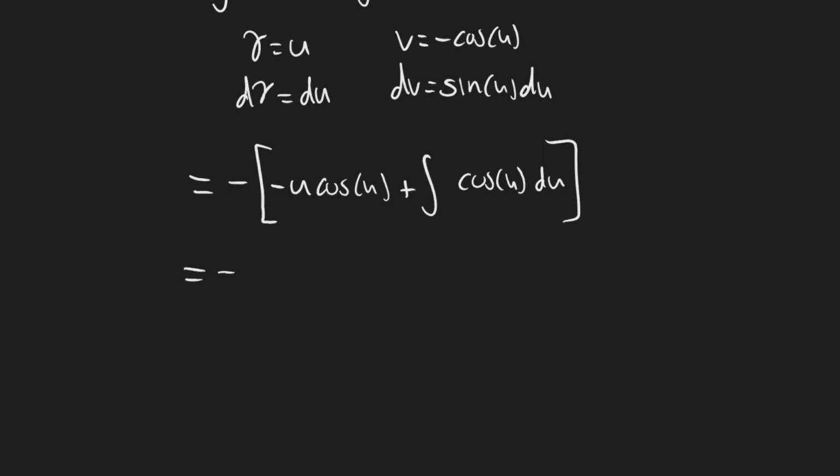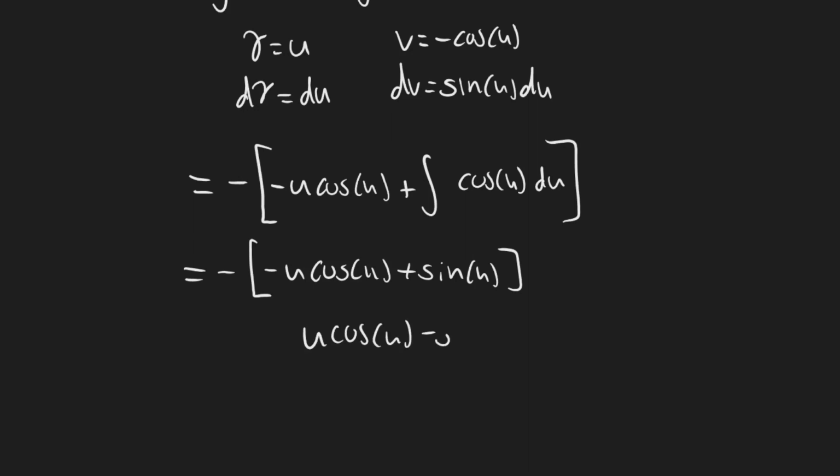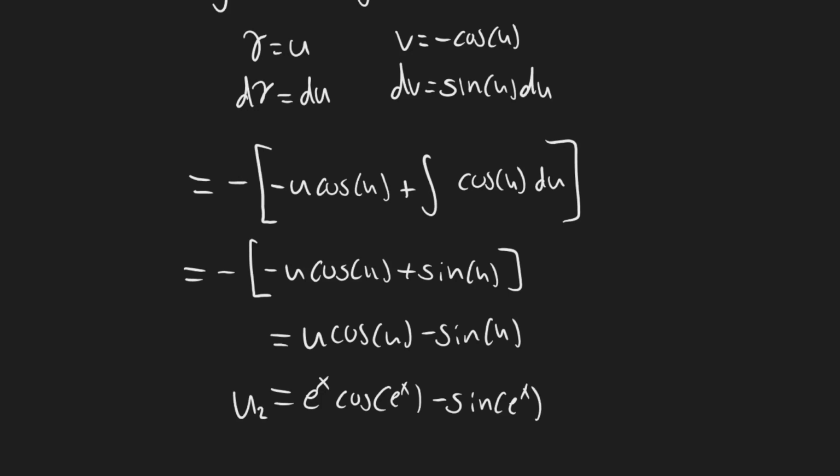Negative times negative u cosine of u. And then we have, what's the integral of cosine? That's just a sine of u. Distributing out that negative, we are left with a u cosine of u minus a sine of u. And what do we say u was? We said it was e to the x. So finally, this equals e to the x times cosine of e to the x minus a sine of e to the x, like so. And this is our final u2.